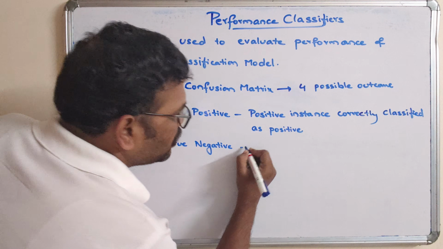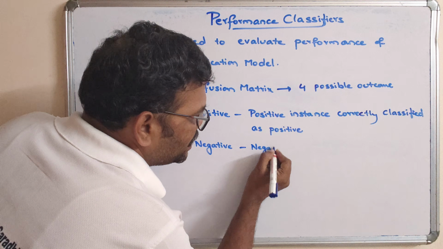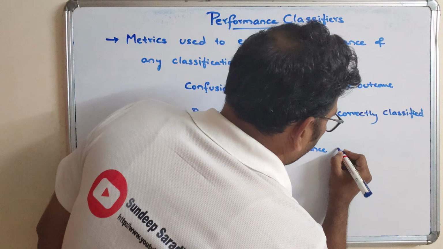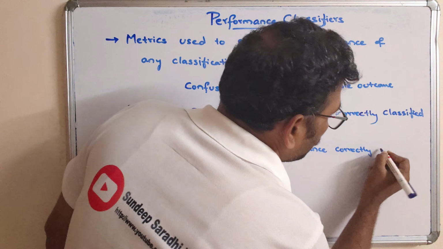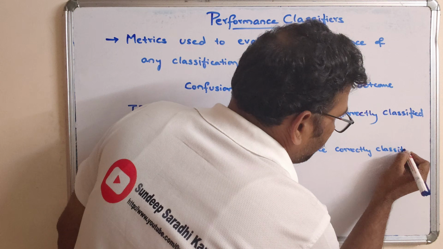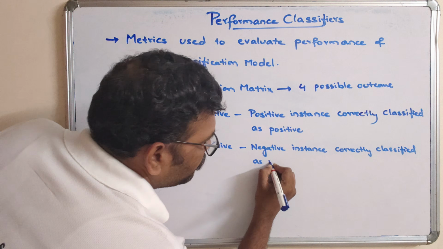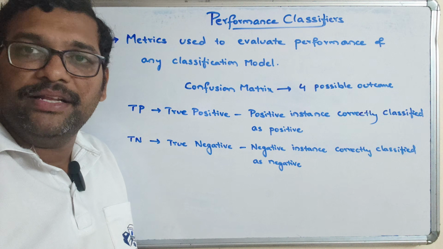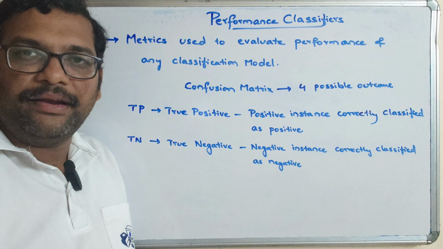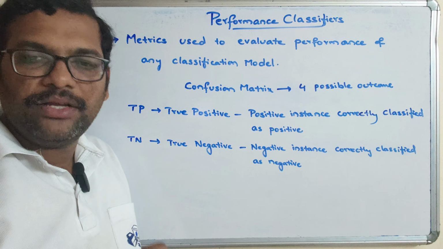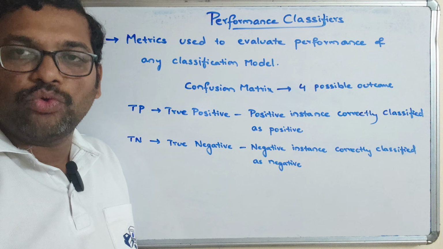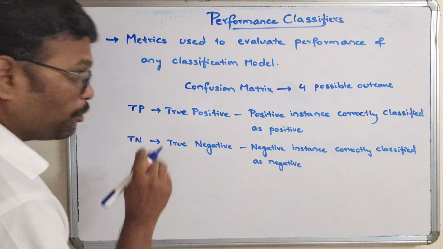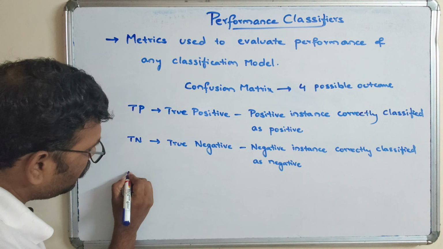Similarly, TN stands for true negative. That means a negative instance correctly classified as negative. For example, if a person doesn't have any disease and the model also predicted that the person doesn't have any disease and he or she is healthy, that comes under true negative. True positive and true negative are actual positive and actual negative, so the prediction was correct.